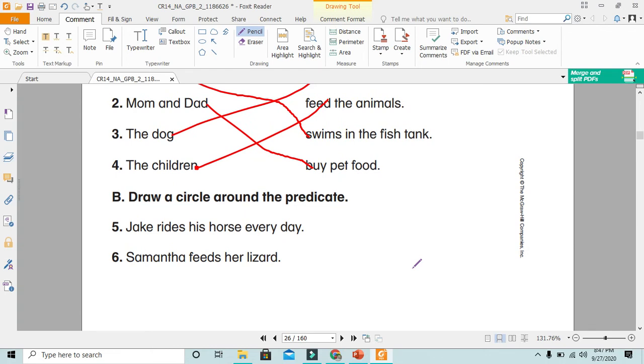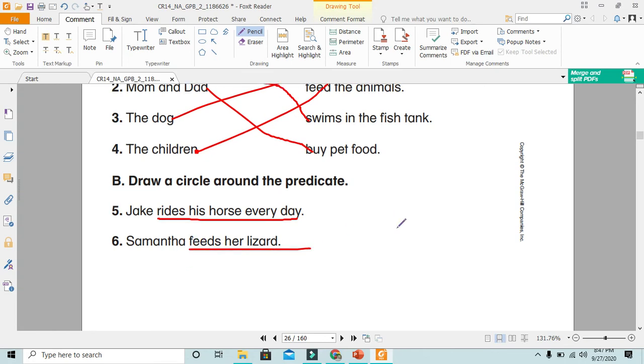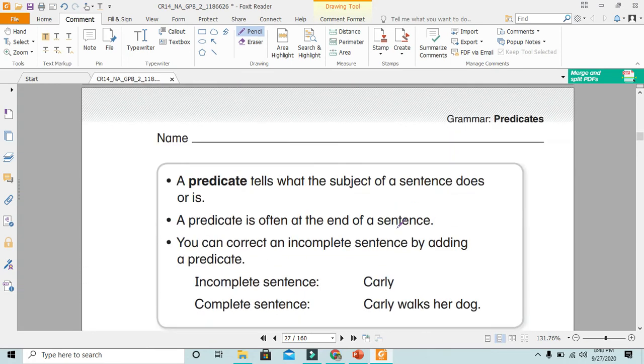Draw a circle around the predicate. Number 5, Jake rides his horse every day. Okay, so you said Jake, this is the subject, and the predicate starts from the verb, rides his horse every day. Good. Samantha feeds her lizard. Yes, feeds her lizard. Excellent. Go to page 17 now.